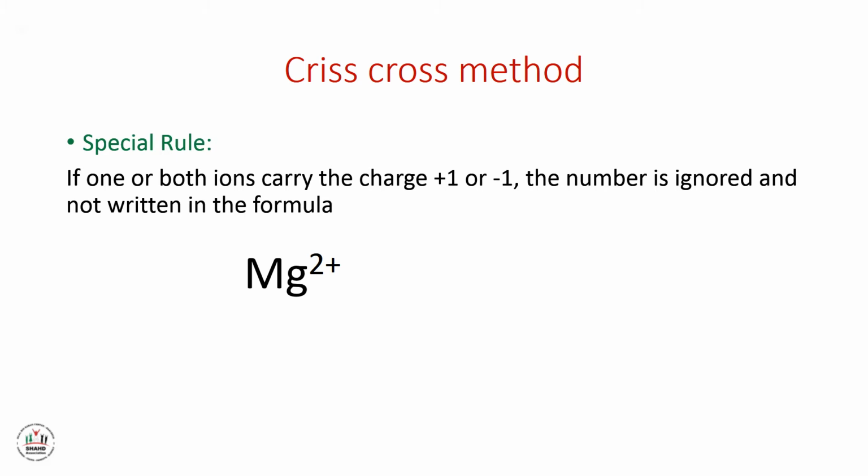If we have Mg2+ and Cl-. Under Mg2+ we write 2 and under Cl- we write 1. Now cross the number with the symbol. So Mg times 1 is Mg. So we don't write the 1. 2 times Cl is Cl2. So the ionic formula is MgCl2.